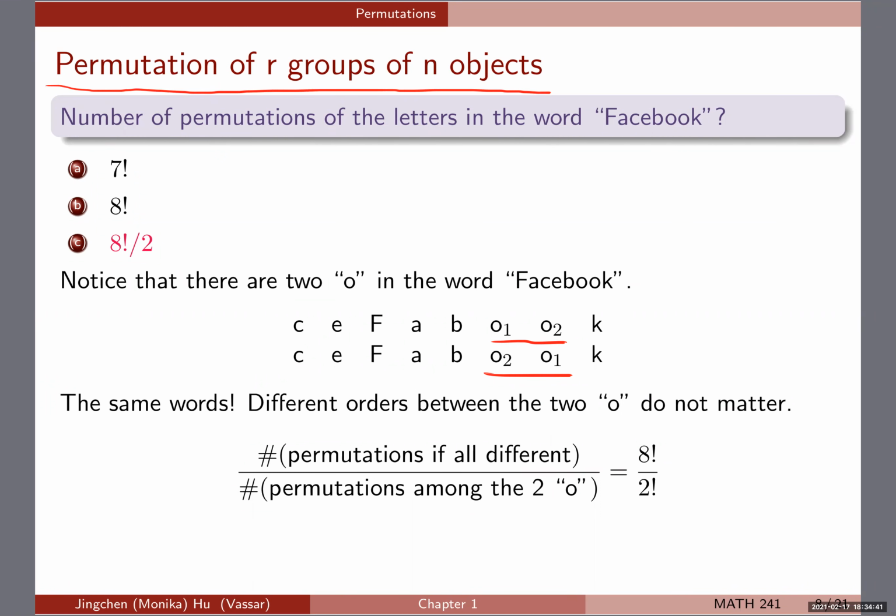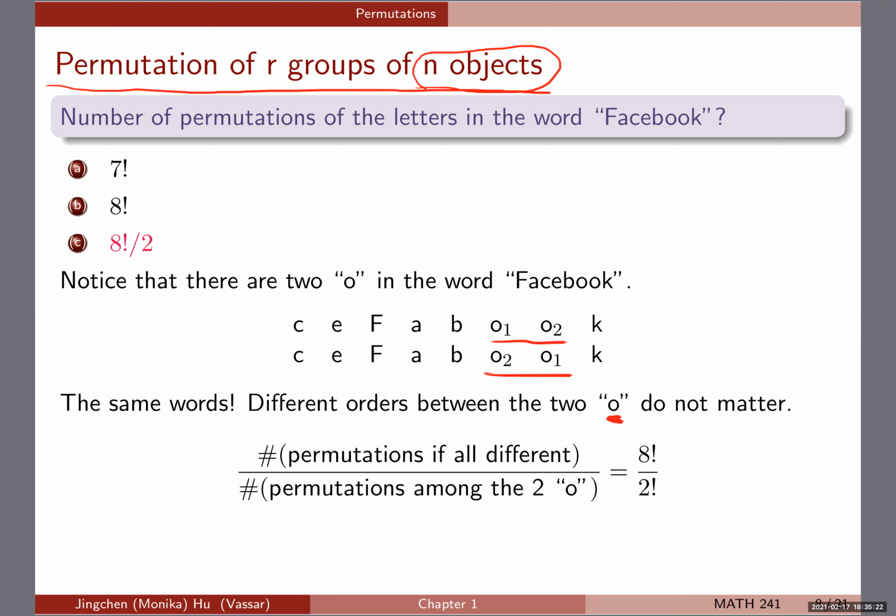So you still have n objects, but not all of them are the same. In particular, you have, in this case, 2 O's, and the order of them doesn't matter anymore. So to get a generic result for the number of permutations of r groups of n objects, first of all, you compute the number of permutations if all are different, which is 8 factorial, n factorial, like what we know before. But because the order of the 2 O's does not matter, no matter where they are, we have to cancel out the permutation among the 2 O's.